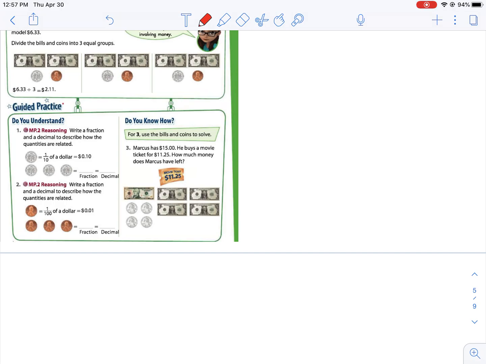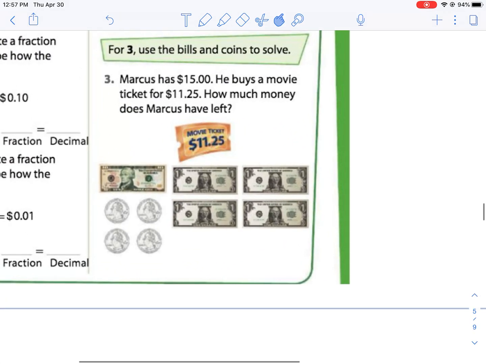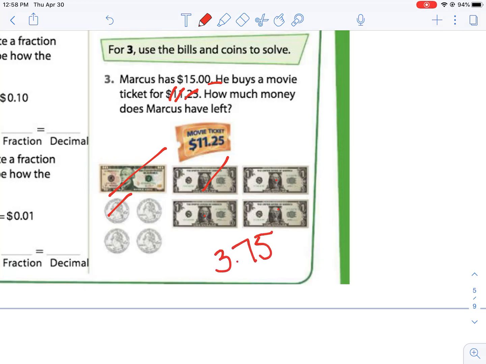So if you're taking away the $11.25, let me see if I can make this bigger. Yeah, if you're taking away the $11.25, then we've crossed out that's a $10, so I've got that $10 out, and then $1, so I've got that $1 out, and then I just need to mark off a quarter, and I've got the quarter gone, and so his change is $3.75. So right here, $3.75.